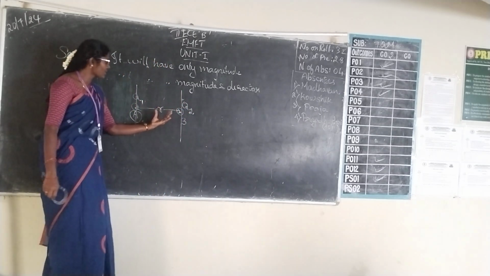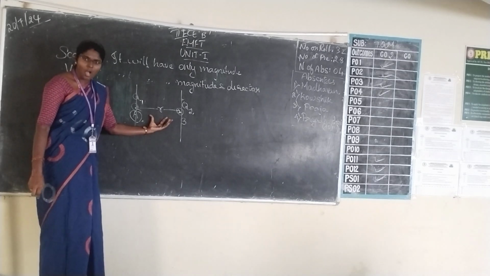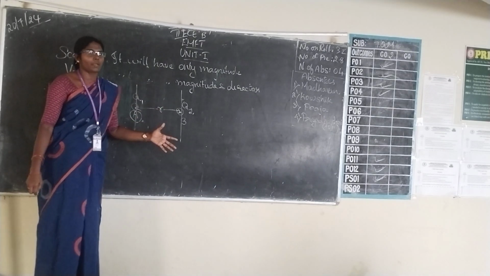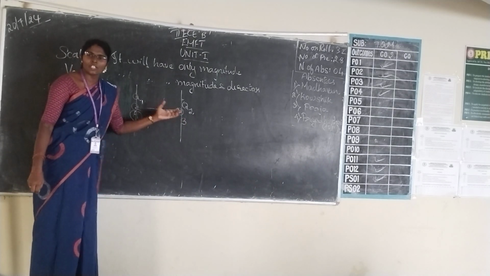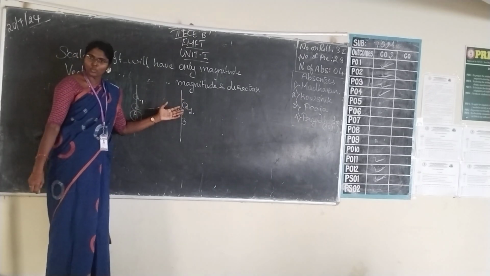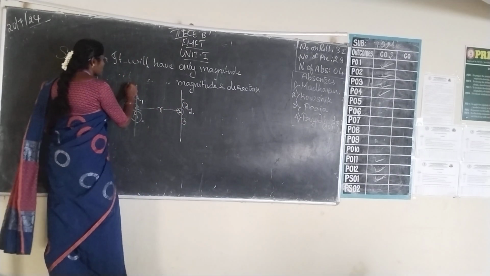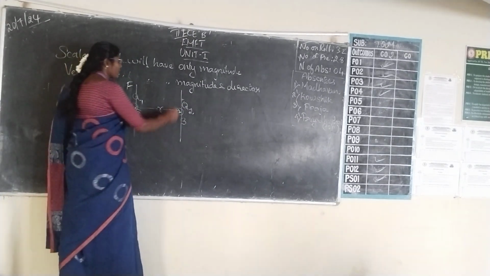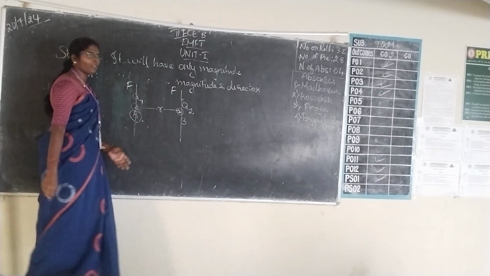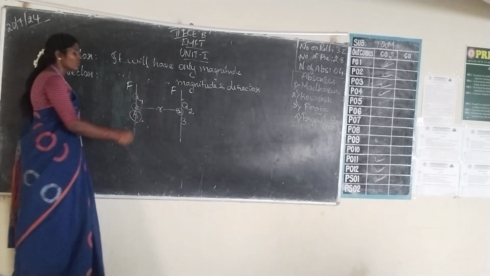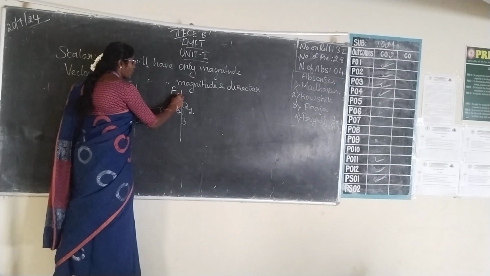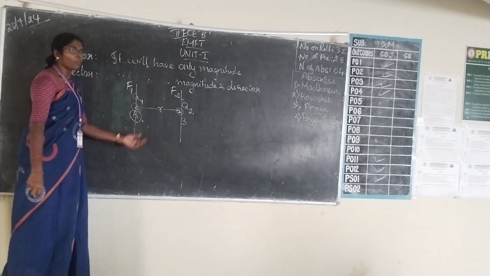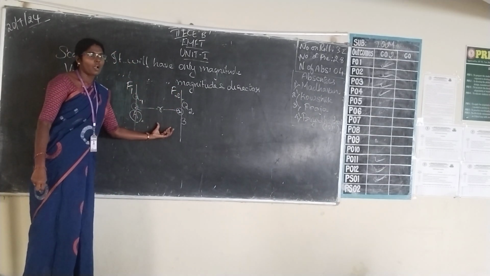So here the distance is separated with the letter r, for n number of times. I am saying that here I have considered the two charges q1, q2, so it will experience a force. Likewise, the conductor B will experience a force. I am taking this force as 1 and this force as 2. Both are separated by the distance r.